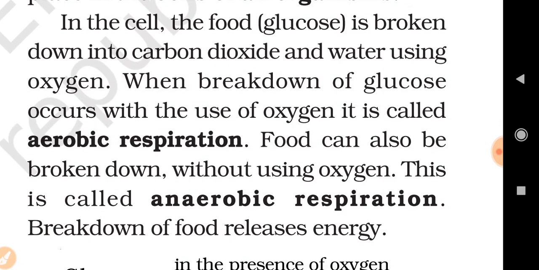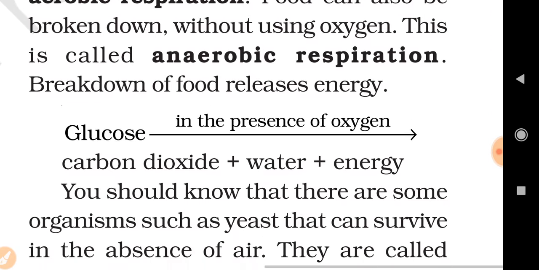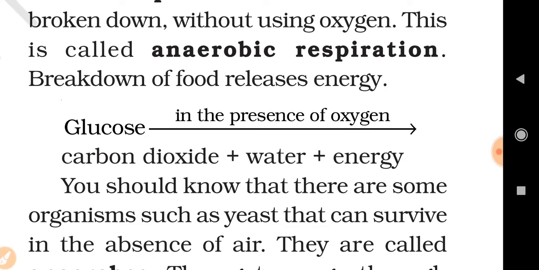In the cell, the food or glucose is broken down into carbon dioxide and water using oxygen. When breakdown of glucose occurs with the use of oxygen, it is called aerobic respiration. So, what do we mean by aerobic? As the name suggests, breakdown of glucose occurs with the use of oxygen. Food can also be broken down without using oxygen. This is called anaerobic respiration. Breakdown of food releases energy. So you can see that glucose in the presence of oxygen forms carbon dioxide and water, and energy is released.